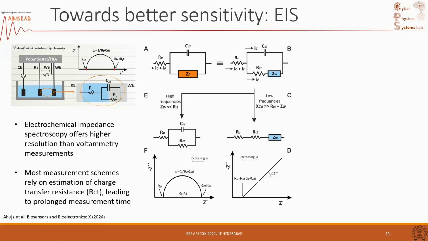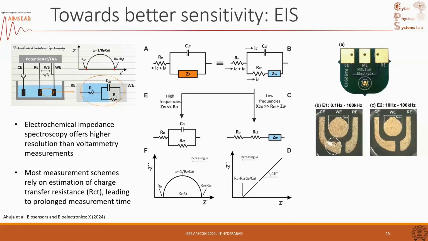So most literature talks about RCT, this charge transfer resistance, and they look for changes in RCT as a sensing mechanism. That requires you to do impedance spectroscopy. So this is a spectroscopy measurement. So I have to do impedance measurement at various frequencies. So if I have to extract this equivalent circuit and get a good measurement of RCT, then I have to do measurements down to extremely small frequencies. So you start at 100 kilohertz and go all the way down to 0.1 hertz.